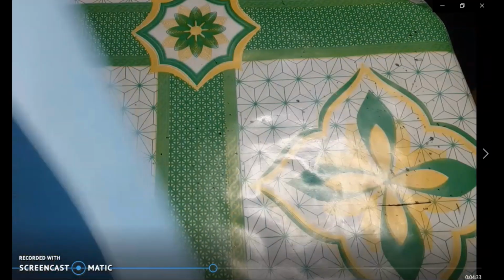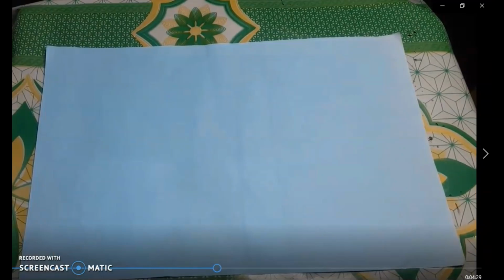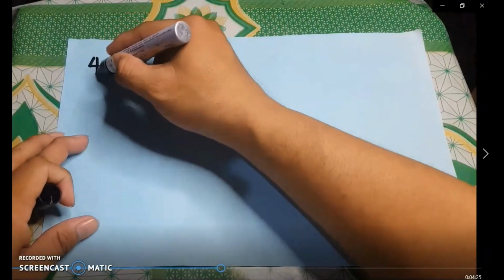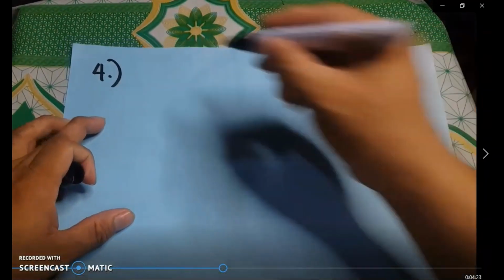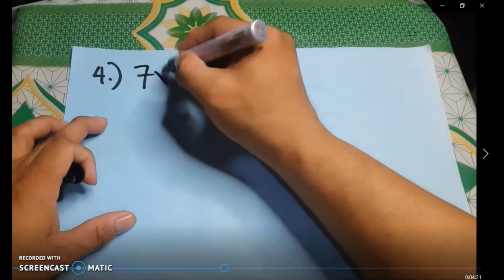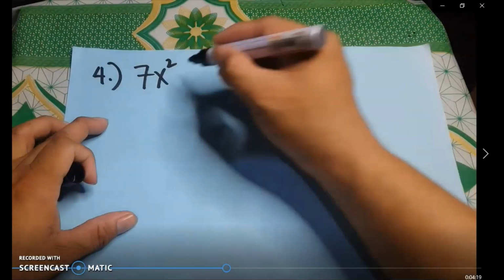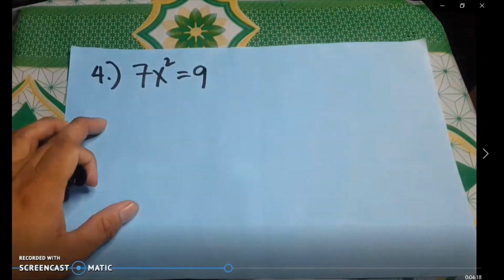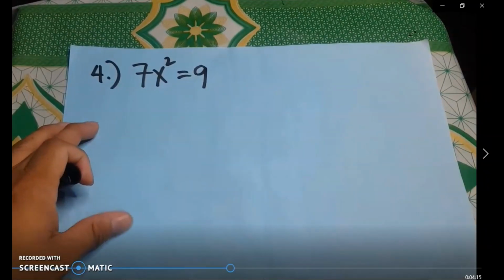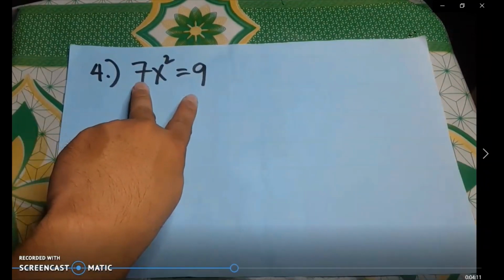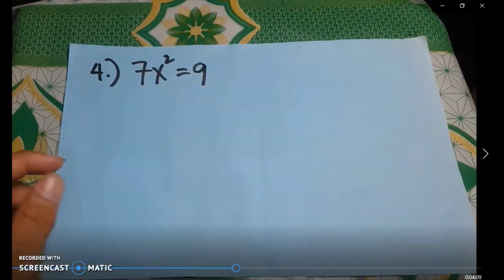Next. So next example. Para mas maintindihan natin ng mas mabuti. So let's have example number 4 here. So we do have 7x squared is equal to 9. So 7x squared is equal to 9. A quadratic equation where b is equal to 0.